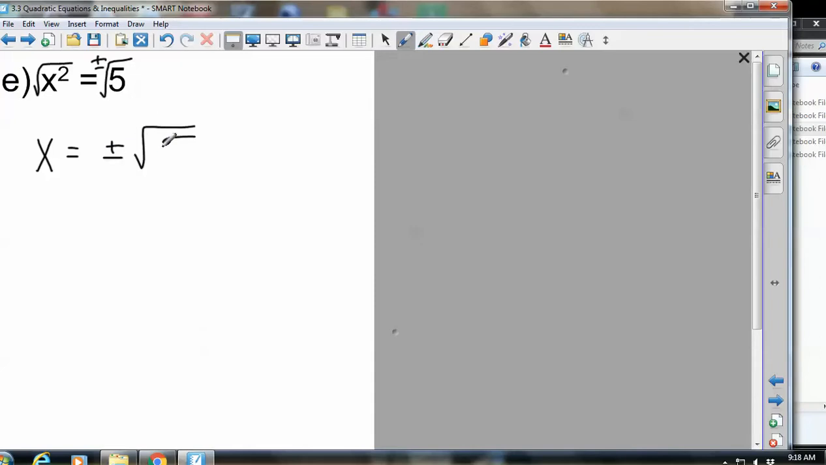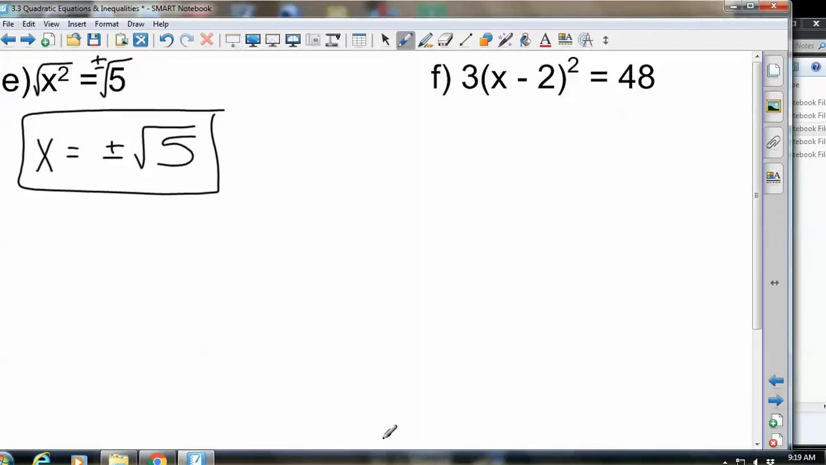We can't break down the square root of 5, so that's our final answer. Now this only works when you have all of your x's in one spot. For instance, if it had been x squared equals 5x, could you add the square root there? No, because you have x's here and here. But if the x squared is isolated, then you can solve for it with a radical. It's called the square root method.